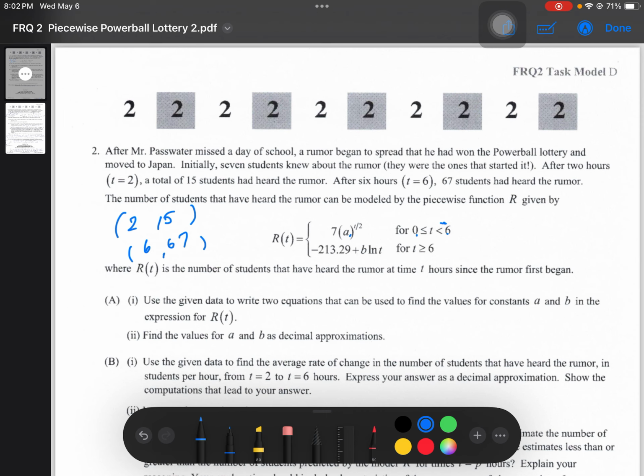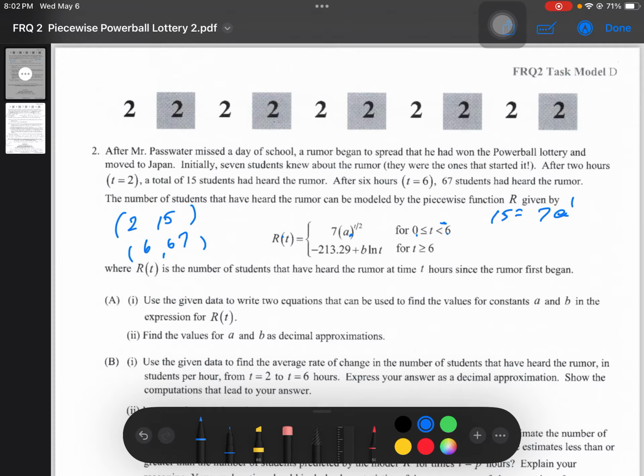Okay, that's between 0 and 6. So therefore, I'm going to use this equation right here. So therefore, 15 now becomes r of t. So I'm going to have 15 is equal to 7 times a to the 2 minus 2. But what is a to the 0? That's just 1, right? So therefore, I can write this as just 7a, all right?